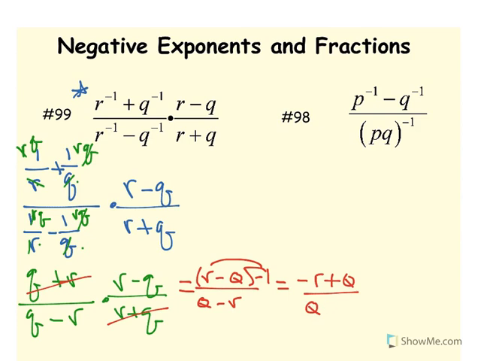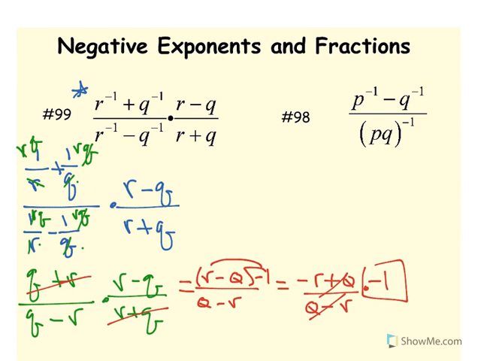We have negative r plus q on top, and q minus r on the bottom. That's a positive q and a negative r on top, a positive q and a negative r on the bottom, times the negative 1 we multiplied by. Now they cross cancel, and our answer is simply the negative 1. So take a moment, see how comfortable that makes you feel.